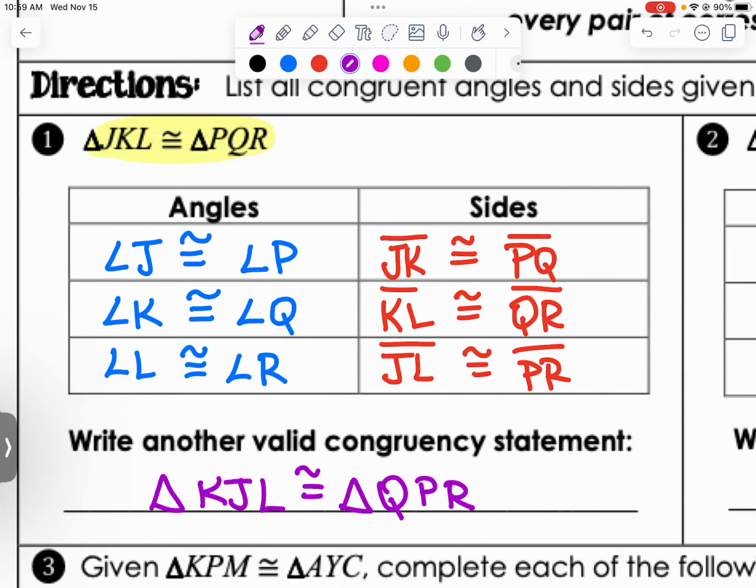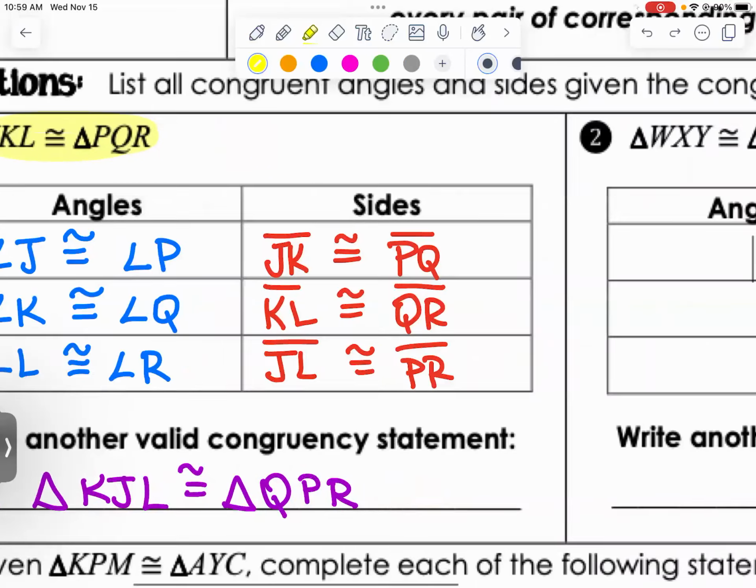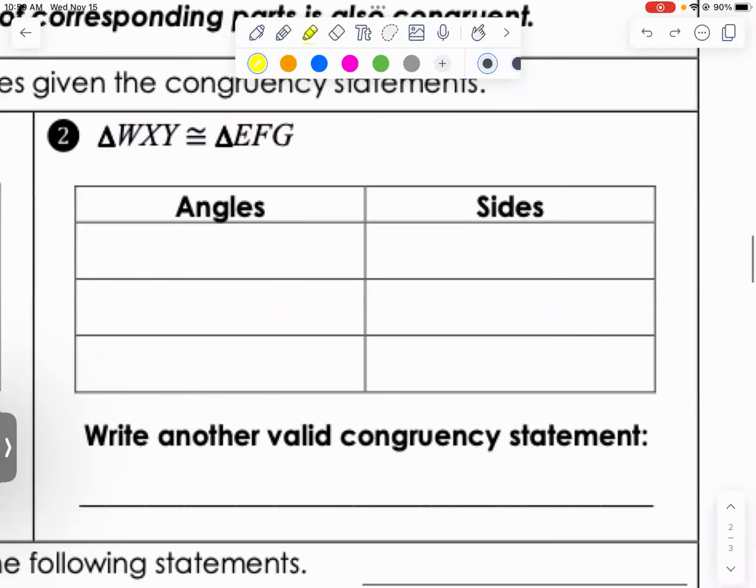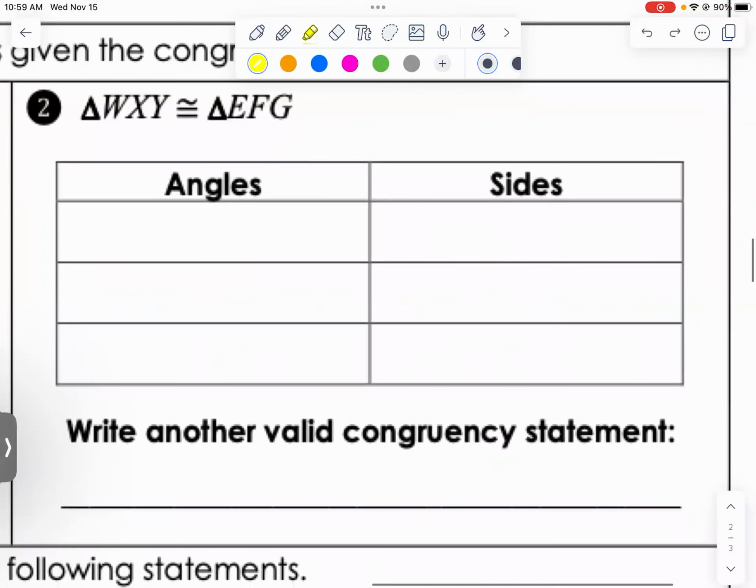So could we still do the same thing even if it was like this? You mean like what we did with the angles and the sides? Yeah, we better be able to, okay? We said angle J and angle P are congruent. We'll notice how J and P are still in the same place in our congruency triangle statement, okay? Okay, so how about you do this same thing for number 2? Give me the angles, give me the sides.